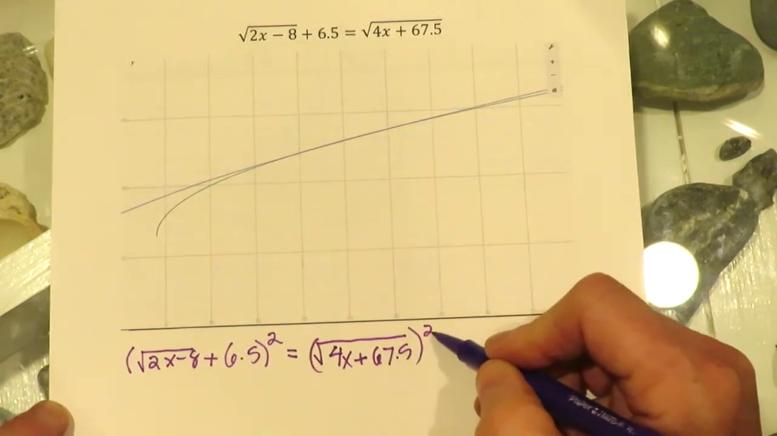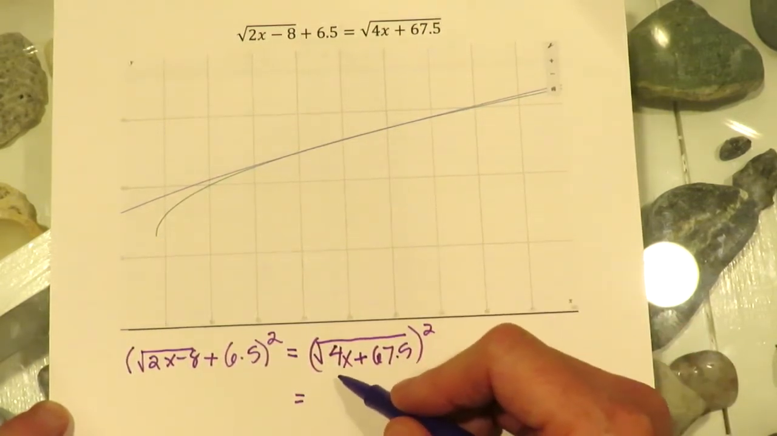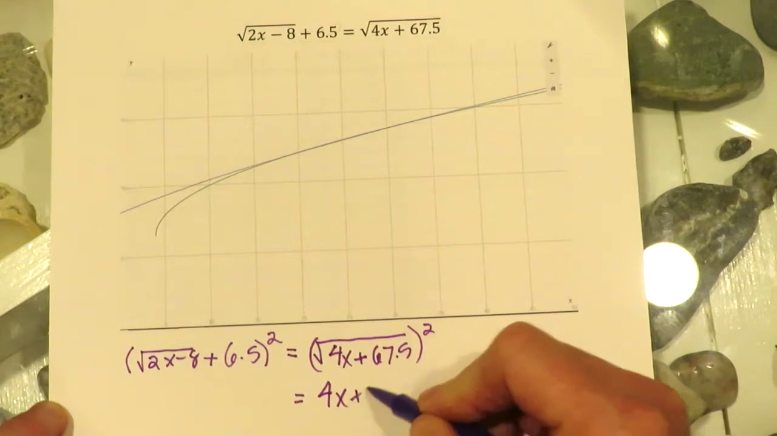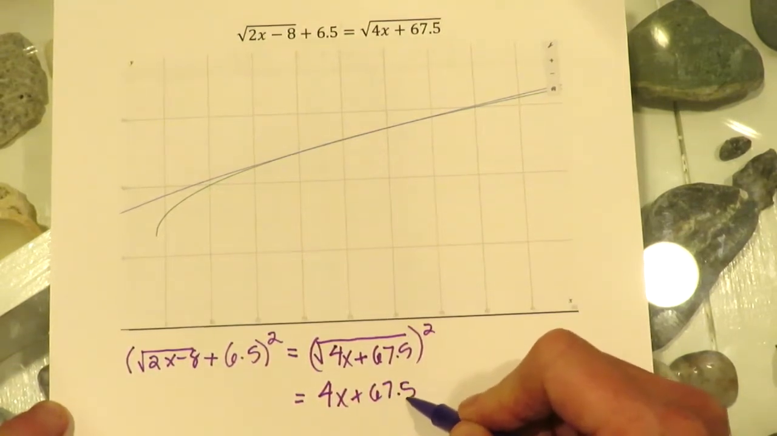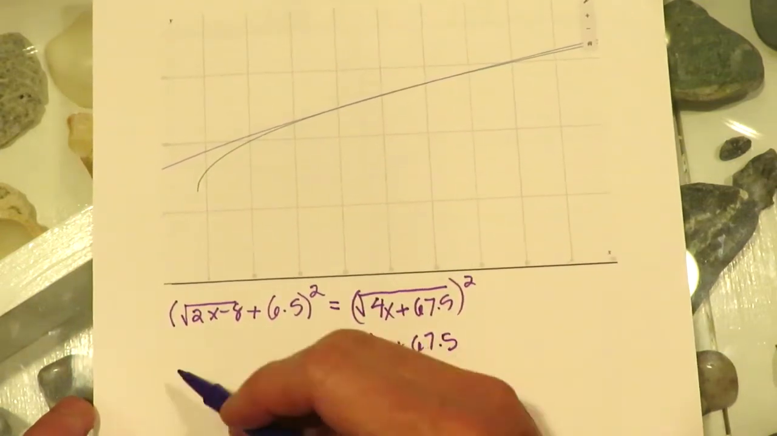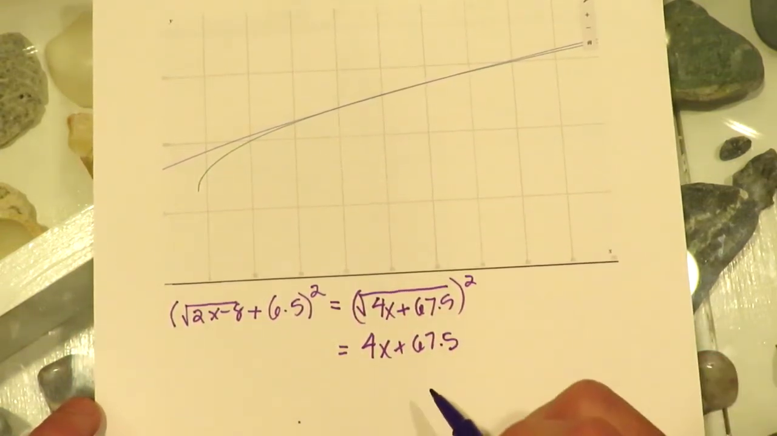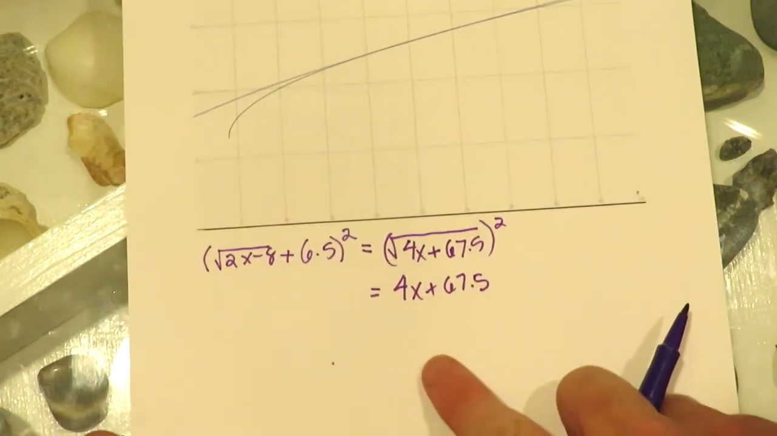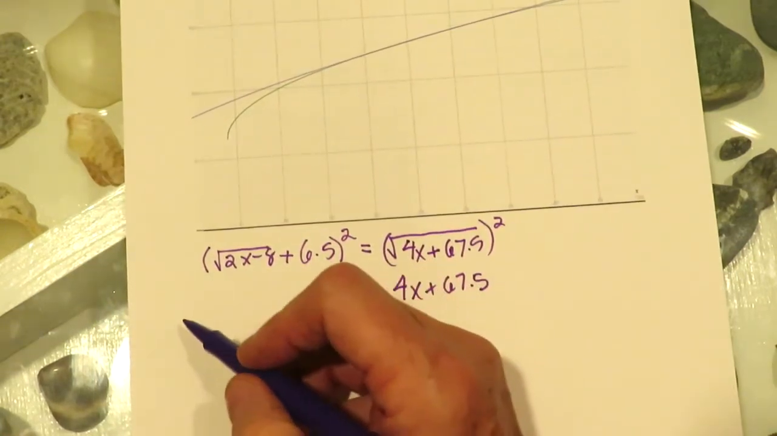So on this side, we nicely just get 4x plus 67.5. But on the other side, it's going to be quite a mess. In fact, I don't know if I even have room in the amount of space that I left there. But we'll get it started.